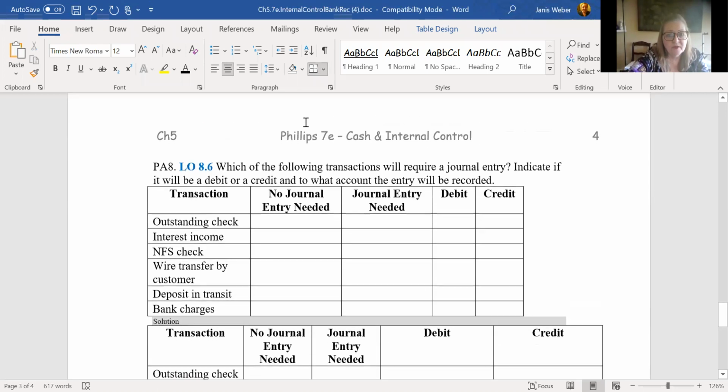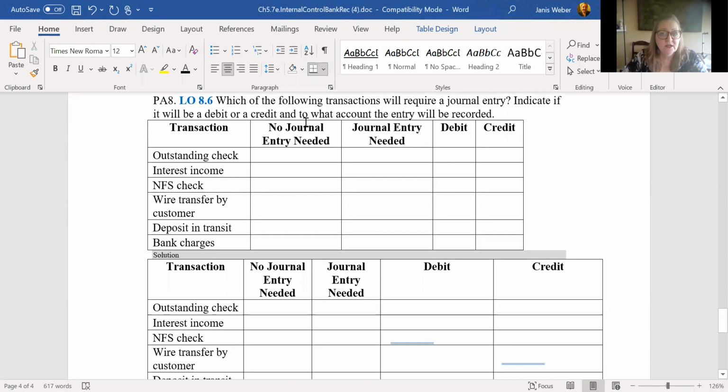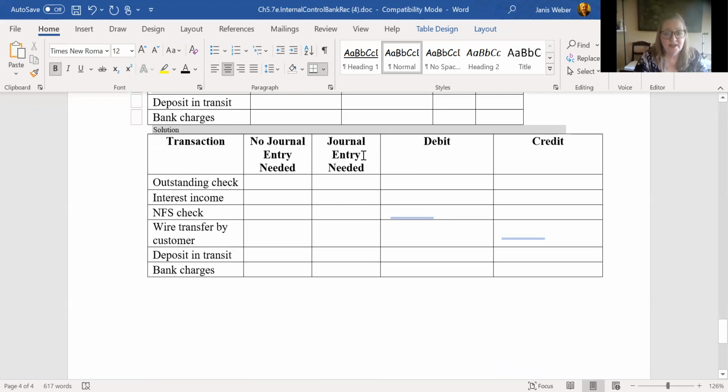One more. This is PA8. Which of the following transactions will require a journal entry? Indicate if it will be a debit or a credit and to what account the entry will be recorded. So the transactions that affect the book side are the only ones that require a journal entry, right? So here now, I finally learned something. This is the problem set up here, so we're not going to mess with it. We're going to put our solution in the solution box.